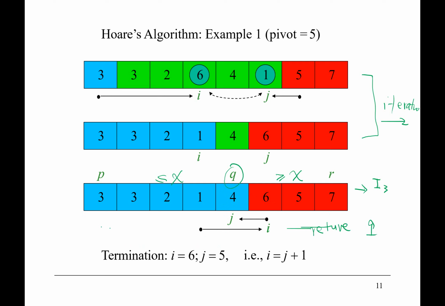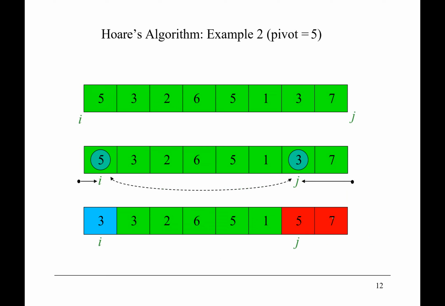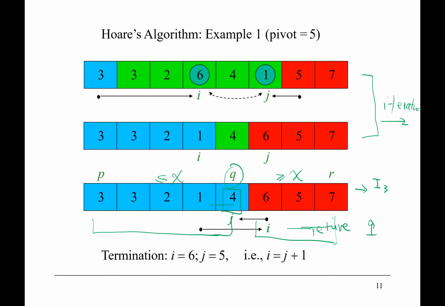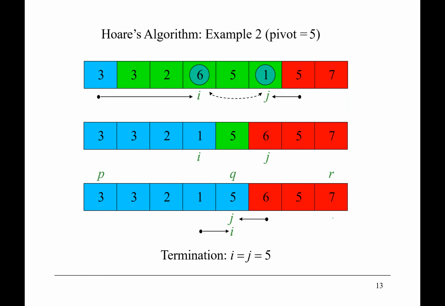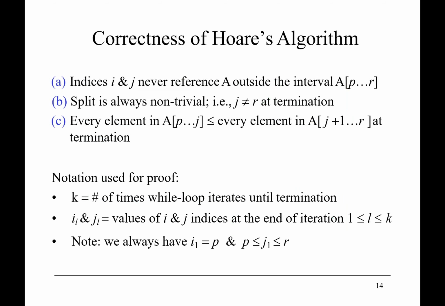We know the element at q's position should stay here, right? Because it's the correct position. And later, we just need to use the same procedure: check the blue region and check the red region. And this is just what we discussed.